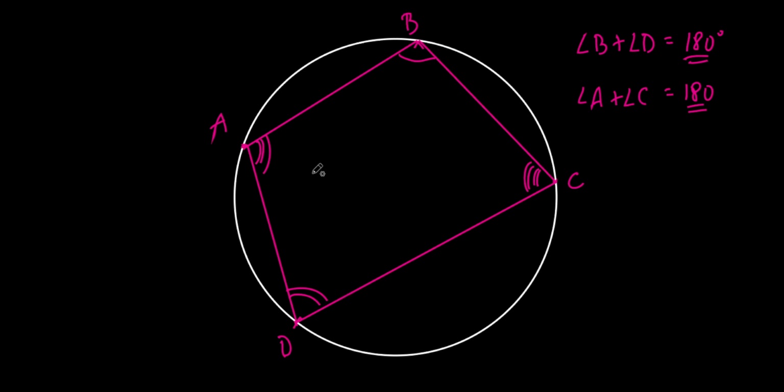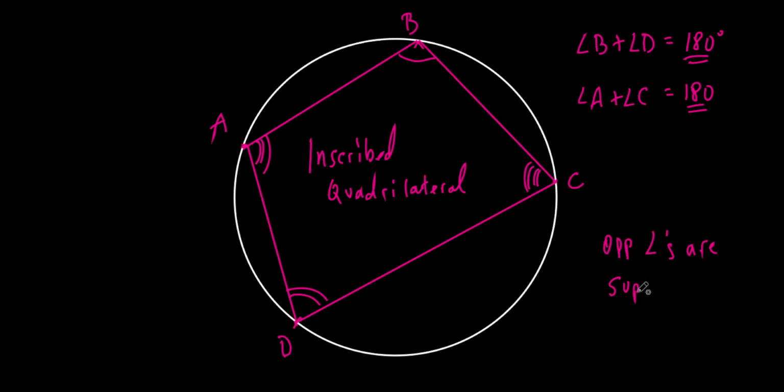So if you have an inscribed quadrilateral, let's write that word down. Did you write it down? Inscribed quadrilateral. So if you have an inscribed quadrilateral, the opposite angles are supplementary. That's what it's saying right here, okay? That the opposite angles are supplementary. Okay. All right, that's pretty good.